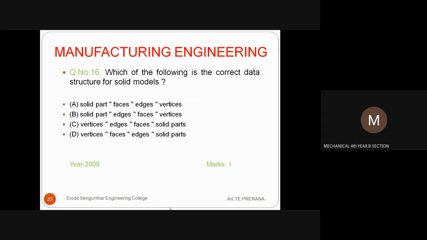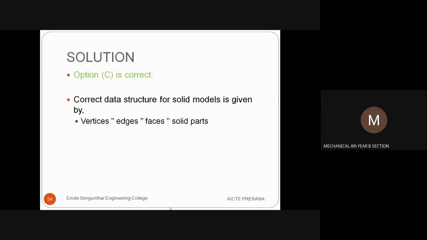And the next thing is faces, how many faces a square or a cube has. And the last thing is solid part. Solid part in what shape, whether it may be a square, a circle, a sphere, whatever shape it may be. So the right answer is, first we have to represent its vertices, followed by its edges, then faces, and finally solid part. This is the right way to represent a solid model. Okay, please make a note.